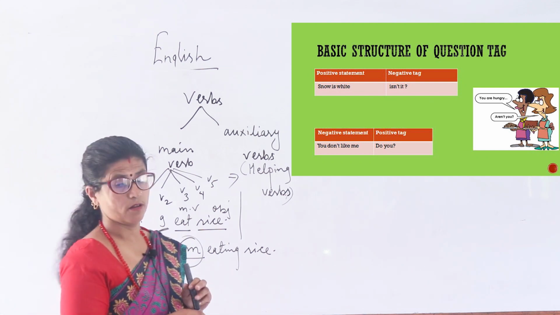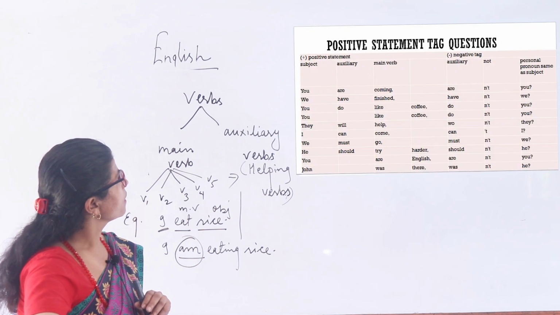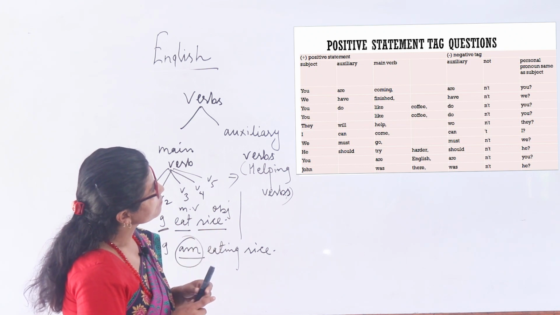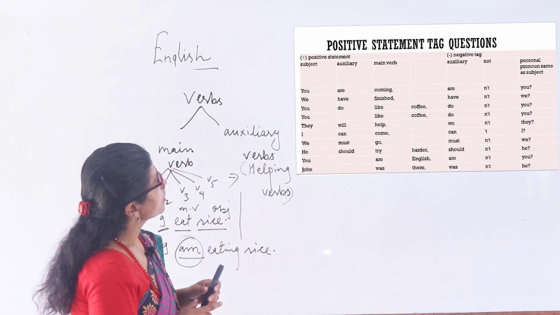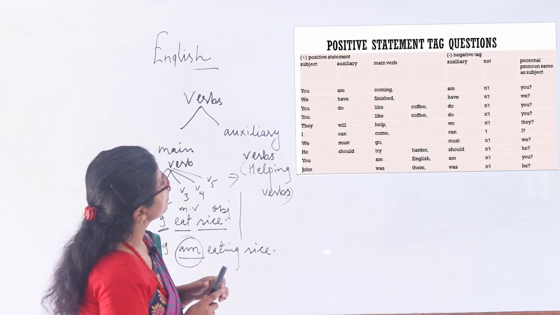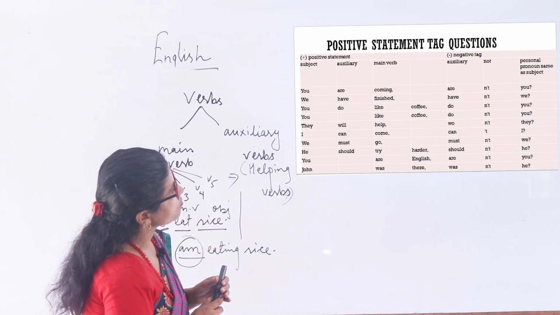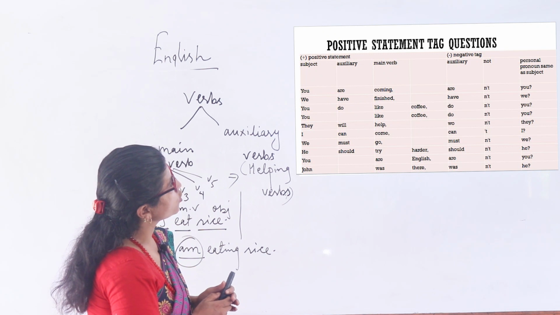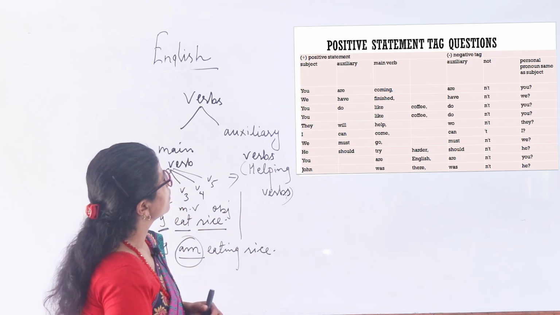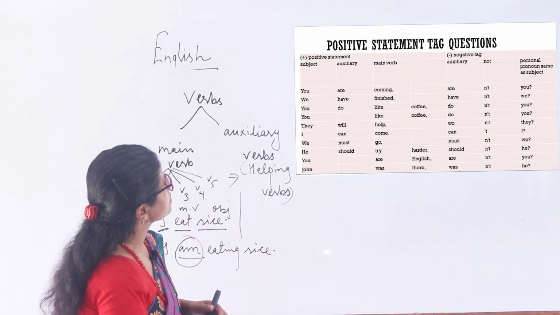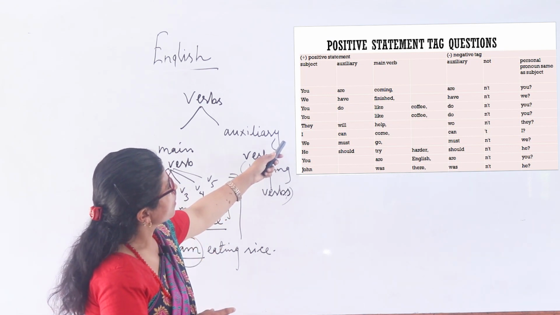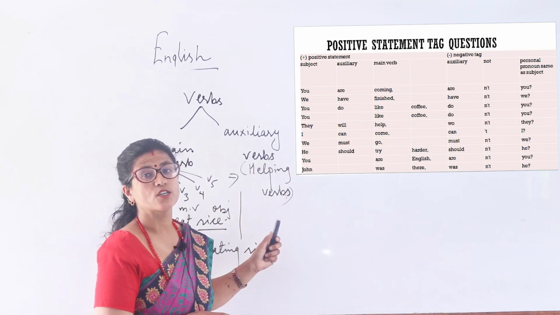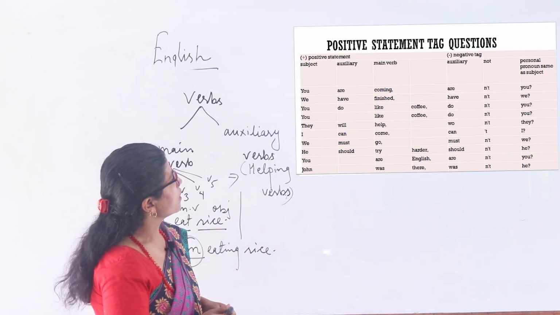Let's see some more examples based on it. A positive statement tag question: subject, auxiliary, and main verbs. You are coming, aren't you? You can see, "aren't you" is the negative one. We have finished, haven't we? You like coffee, don't you? They will help, won't they? You can see the short form of will is won't. So "won't they" is used.